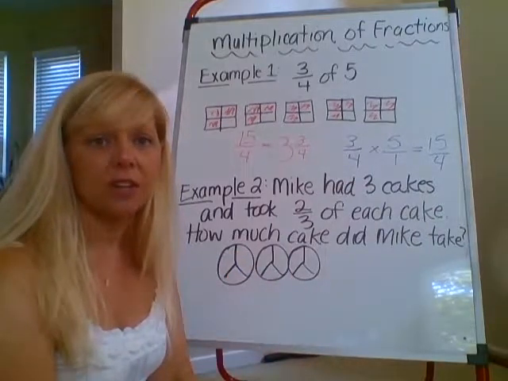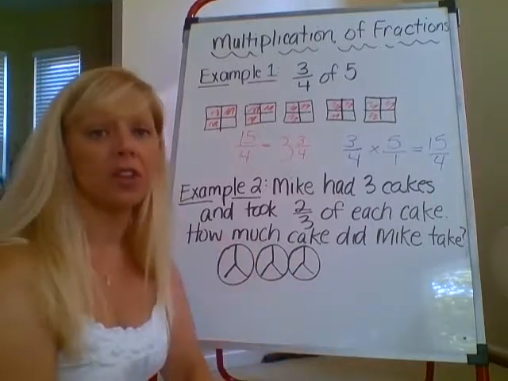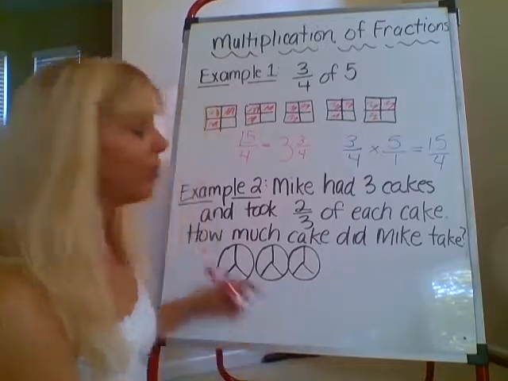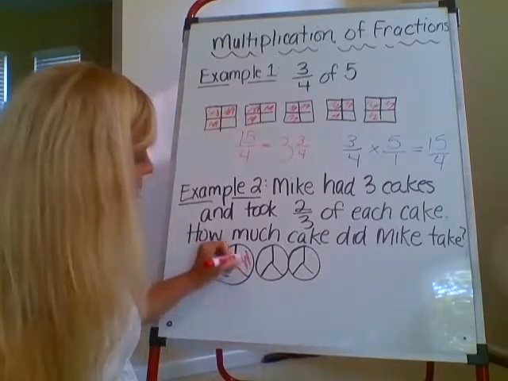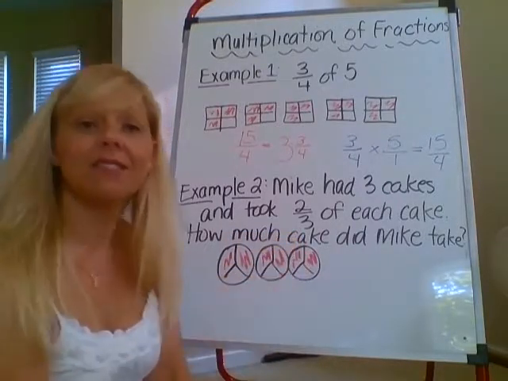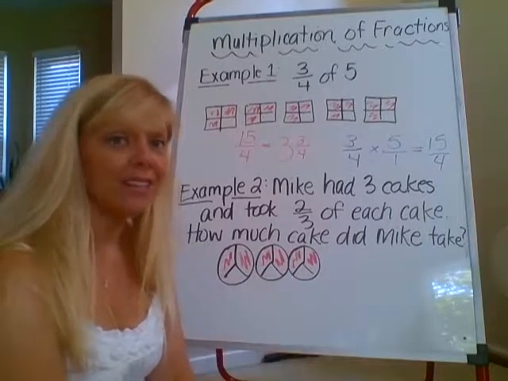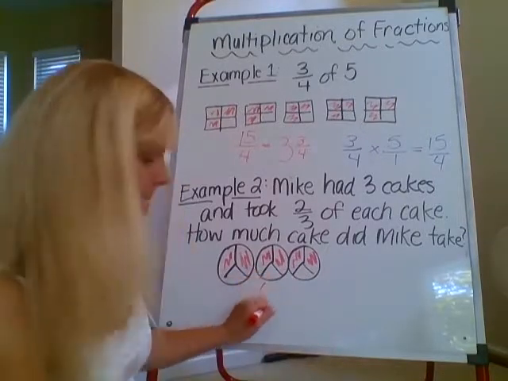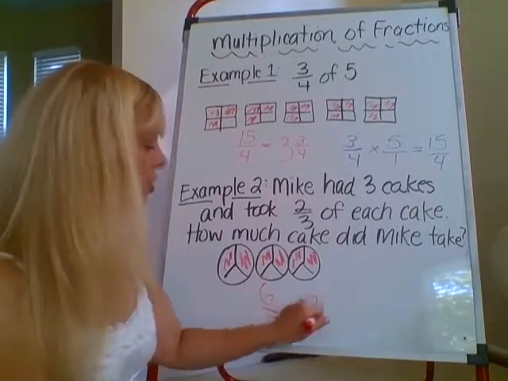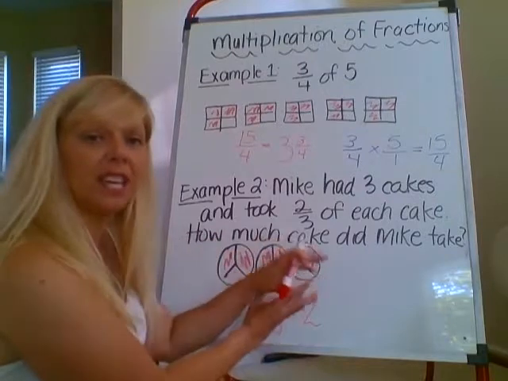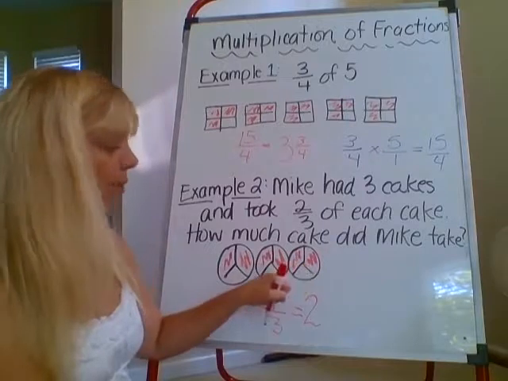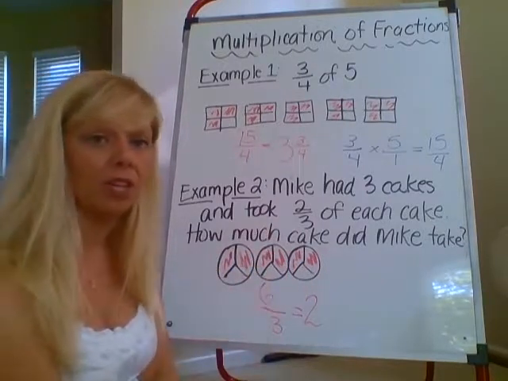And he took 2/3 of each. So I broke each of my cakes into thirds. And he's going to take 2 out of the 3 of them. So again, if I shade my 2/3, 1, 2, 3, 4, 5, 6. So I have 6/3, and 3 goes into 6 2 times. So if I could physically take these pieces together, this little guy would go here, this little guy would go here, and I'd have 2 full cakes that Mike took.